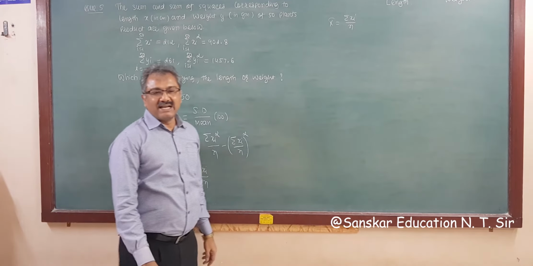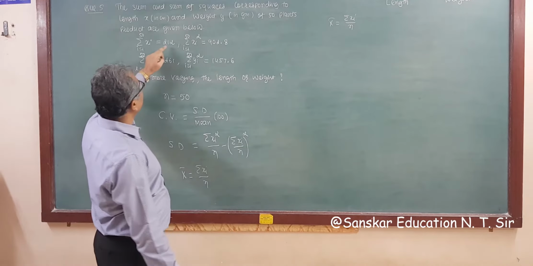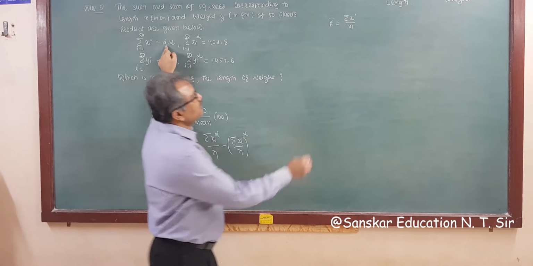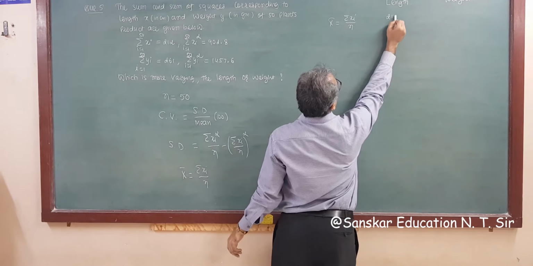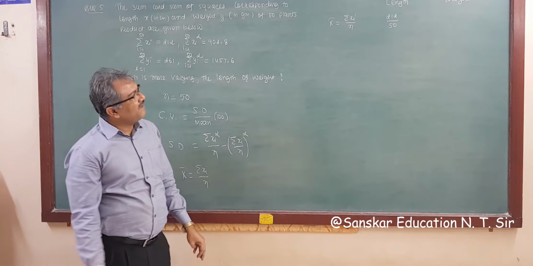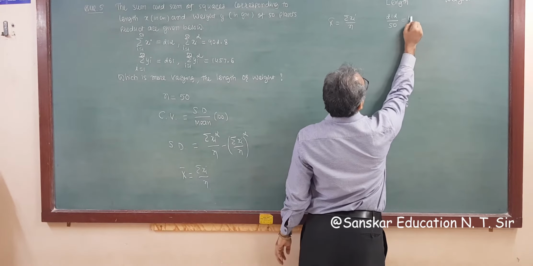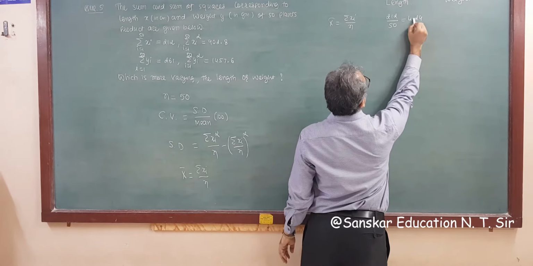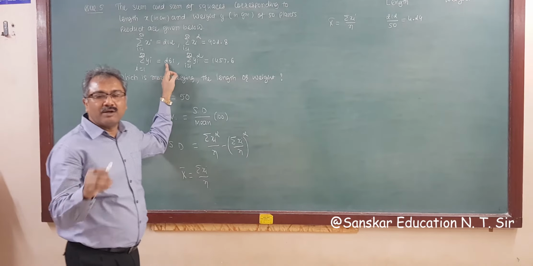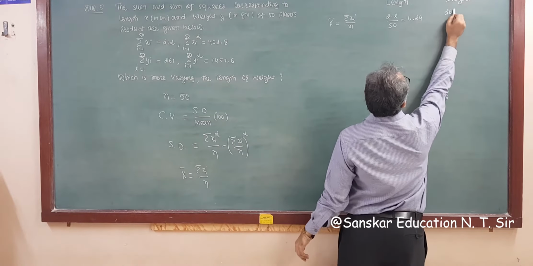So sigma xi upon n. For length, sigma xi is 212, so this is 212 divided by the number of observations, 50. If we divide this we get the answer 4.24. Now the mean for weight: sigma yi is 261 and the total number of observations is also 50. So 261 divided by 50.